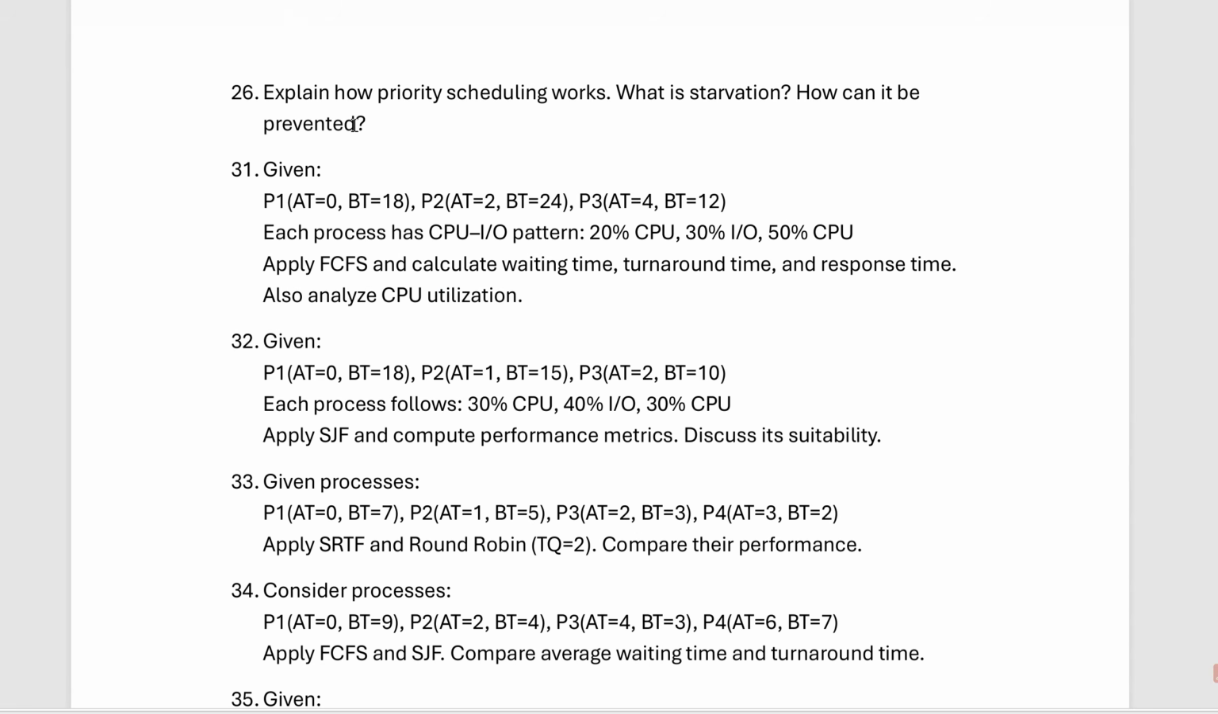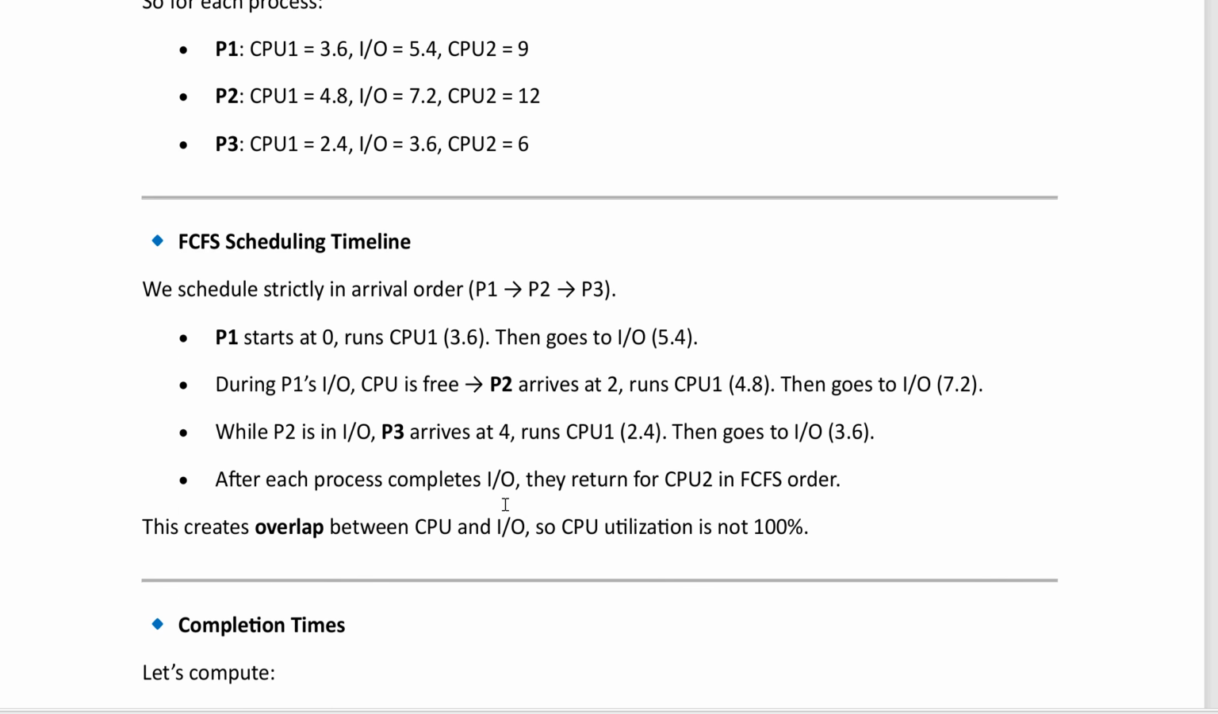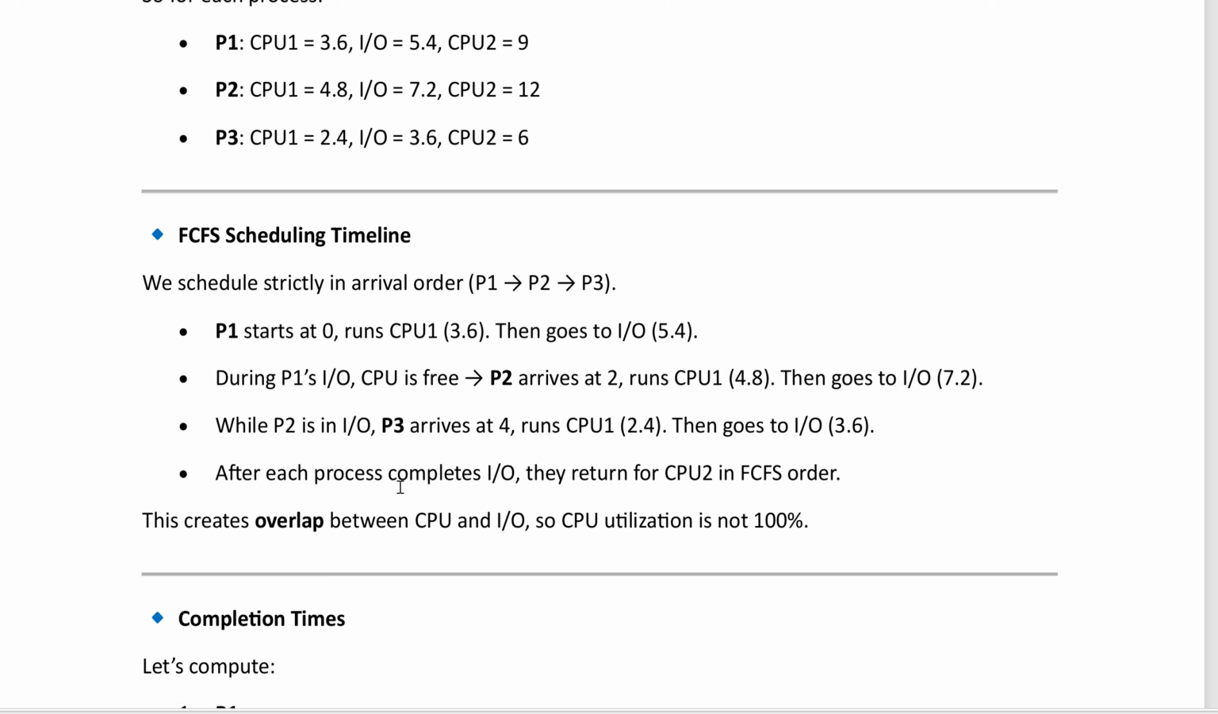The arrival time of P2 is 2. So P2 arrives at time 2 and runs for 4.8, right? Then it goes for IO for 7.2, right? While P2 is in IO, P3's arrival time is 4. So P3 arrives at time 4 and runs its CPU burst of 2.4, right? Then it goes for IO for 3.6, right? After each process completes IO, it returns for CPU 2. Now the CPU 2 bursts for P1, P2, P3 will be executed in first come first served order.